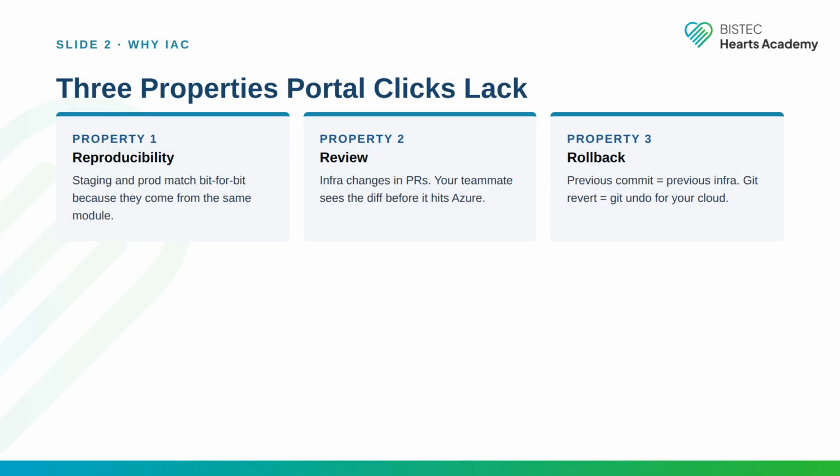Why infrastructure as code? Property 1, reproducibility. Staging and production match bit for bit because they come from the same module. Property 2, review. Infra changes live in pull requests. Your teammate sees the diff before it hits Azure. Property 3, rollback. Previous commit equals previous infra. Git revert equals git undo for your cloud.